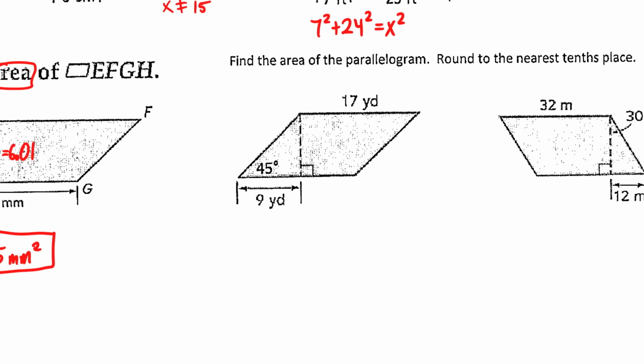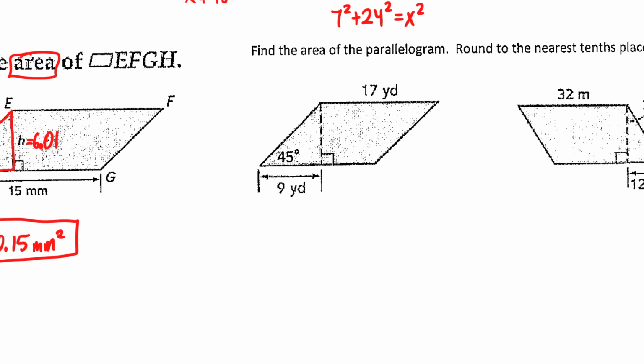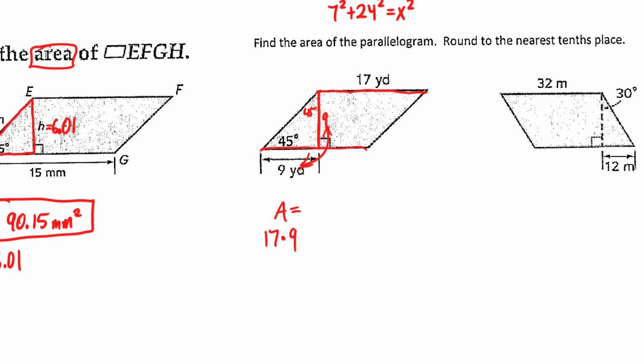Okay, next one. Just looking for the area here. What is the base of this parallelogram? Yep, this side is 17, which means this side is 17. So I know the base is 17. The question is, what's the height? And it's 9, because we have a 45, 45, 90, and these two sides right here are equal to each other. So the height is 9. 17 times 9 is what? 153. 153 square yards.